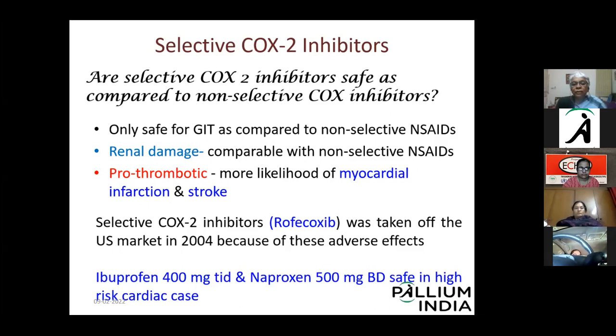In fact, rofecoxib, which was a selective COX-2 inhibitor, was taken off the US market in 2004 because of these adverse effects. So in such patients, if you need to give NSAIDs, it is safer to give brufen and naproxen in the high-risk cardiac patient.